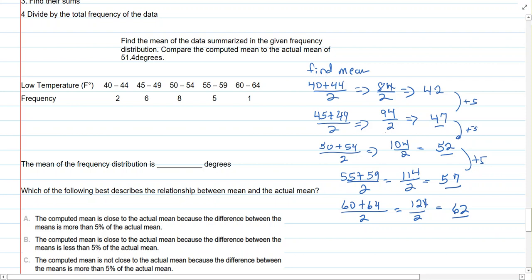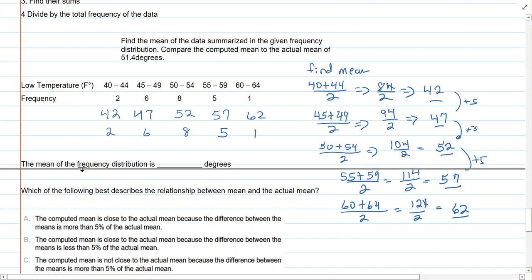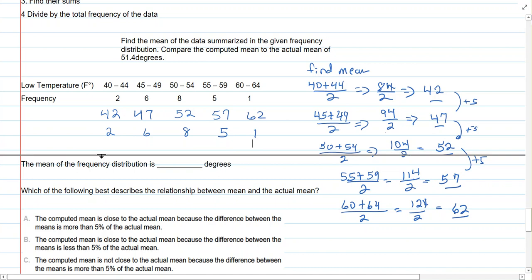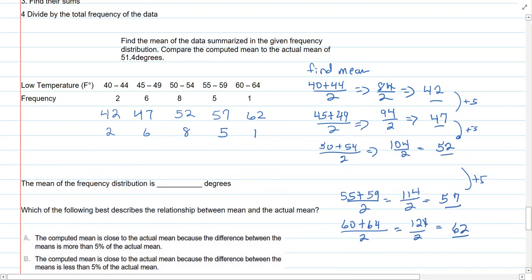So these are the values we have of the frequency class. So what we have now is the 42 twice. And now we have the 47 6 times. And then we have the 52 8 times. Now we have the 57 5 times, and 62 once. Now what we've done is find the center value. So we want the mean for this. All right, so let's do the mean.